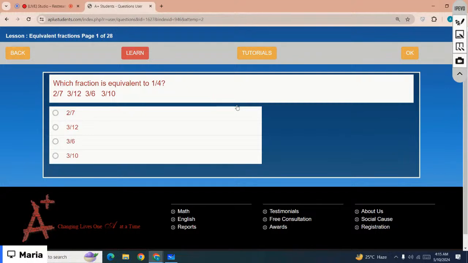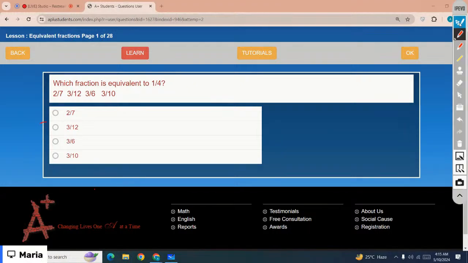Which fraction is equivalent to 1 over 4? So you have to find the equivalent fraction of 1 by 4, right? Just look at the first one, that is 2 over 7. So when you multiply 1 by 2 and 4 by 2, 2 times 1 is 2 and 2 times 4 is 8. So this isn't the equivalent fraction. Just look at the second one, 3 over 12. Multiply this fraction by 3. So 3 times 1 is 3 and 3 times 4 is 12. So option number 2 is the correct option. That would be 3 over 12 is the correct option, right? The correct option is 3 over 12.